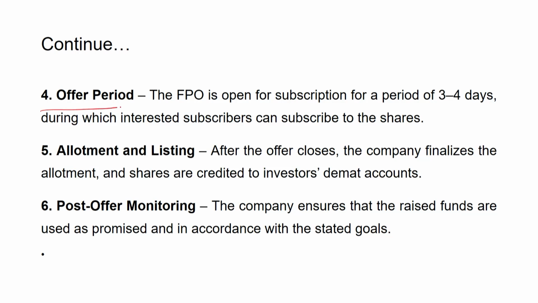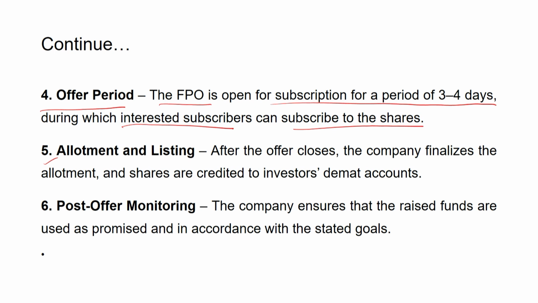After that, the offer period is given. The FPOs are open for subscription for a time period of 3 to 4 days, during which the interested subscriber can subscribe to the shares that have been issued in the follow-on public offering. Then the allotment and listing takes place.